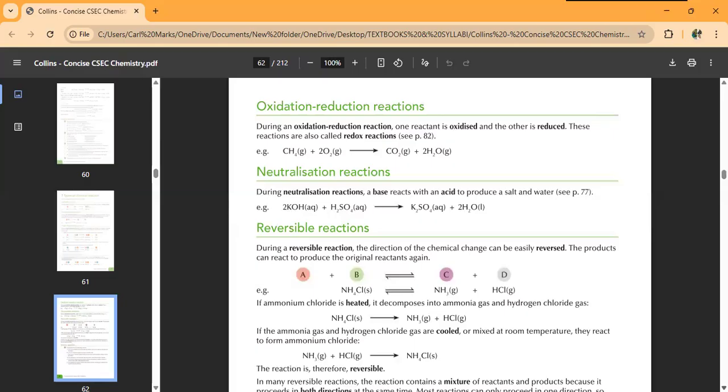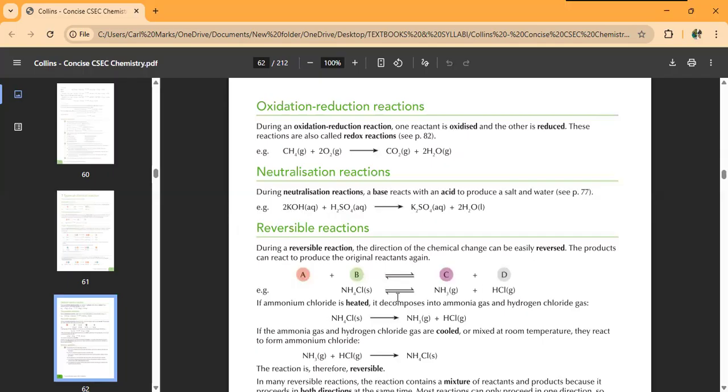Then we have reversible reactions. Notice the fancy symbol with the arrows in the middle there. Can you see my cursor? Yes, it's right there. So during a reversible reaction, the direction of the chemical change can be easily reversed.